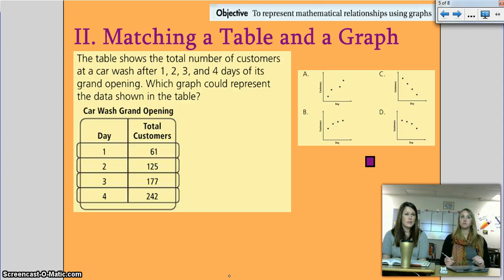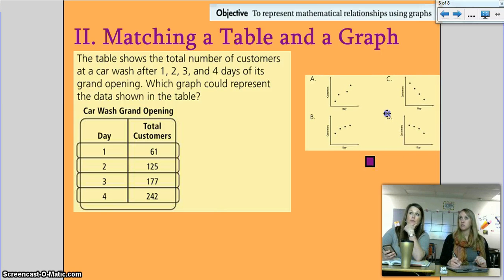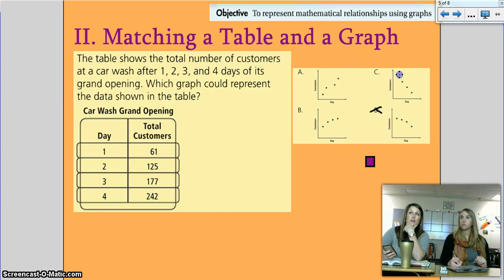So they're increasing. Are they increasing each day or not? Yep, it's increasing. Well, unless this is a running total, it's still increasing. I guess the total number of customers that they have is increasing. So it's not D or C, because C and D are both going down. Okay, now let's look at the rate of change.